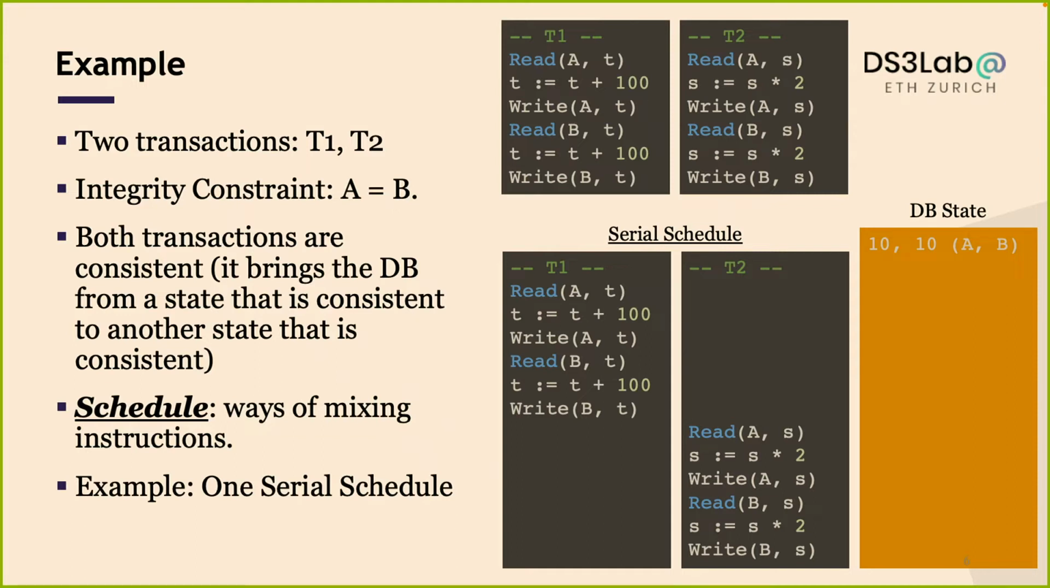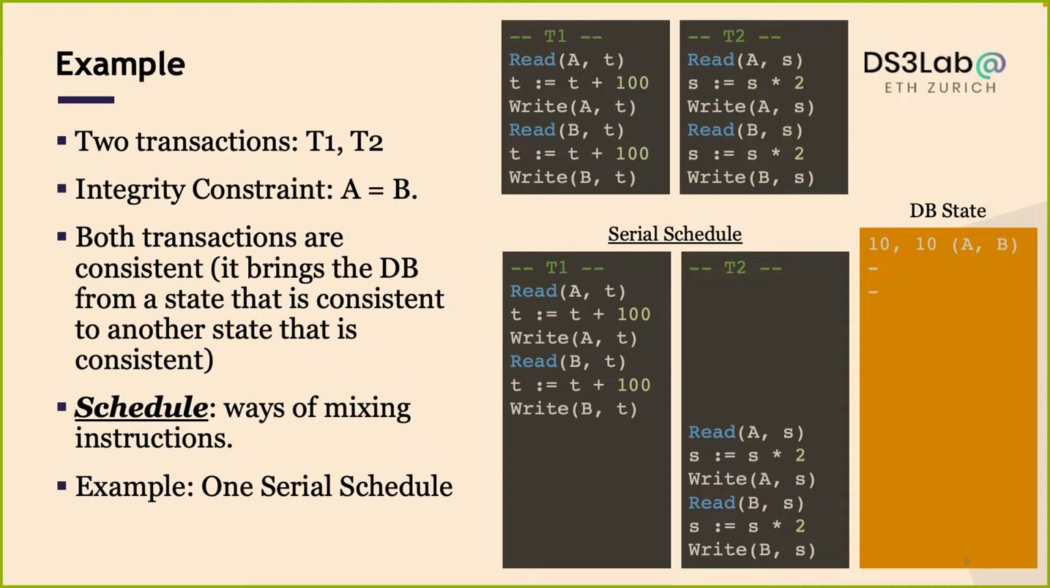After running the first instruction from T1, your database state stays the same. Okay, we are going to use that notation. It stays the same, seems like the same as before, 10 and 10. And then you increase A by 100. The database state is still the same, because you do not change it.